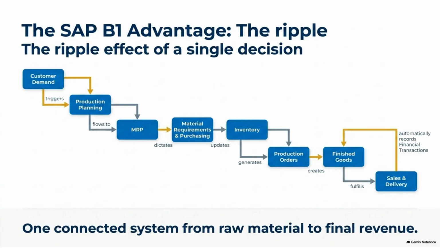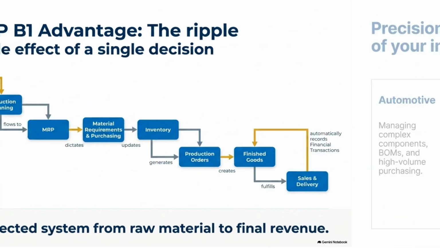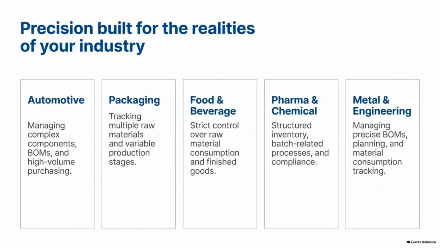SAP B1 offers a significant advantage through its ripple effect. A single customer demand triggers a chain of events across planning, purchasing, inventory, and production, automatically recording financial transactions from raw material to final revenue. SAP B1 provides precision tailored for various industries, including automotive, packaging, food and beverage, pharmaceuticals, chemicals, and metal engineering, by addressing their unique material and production complexities.